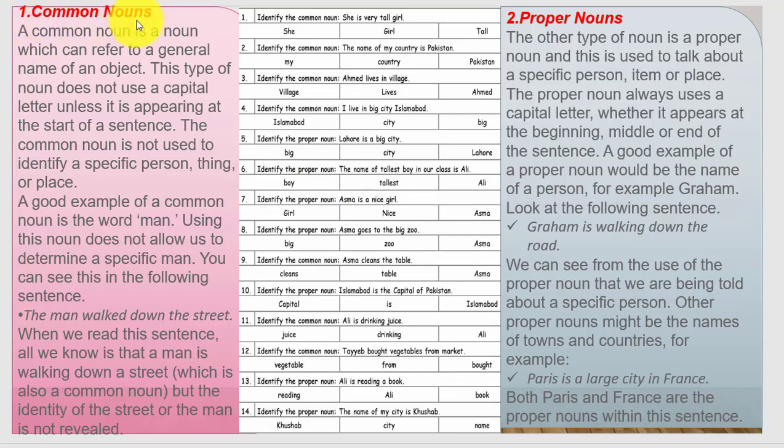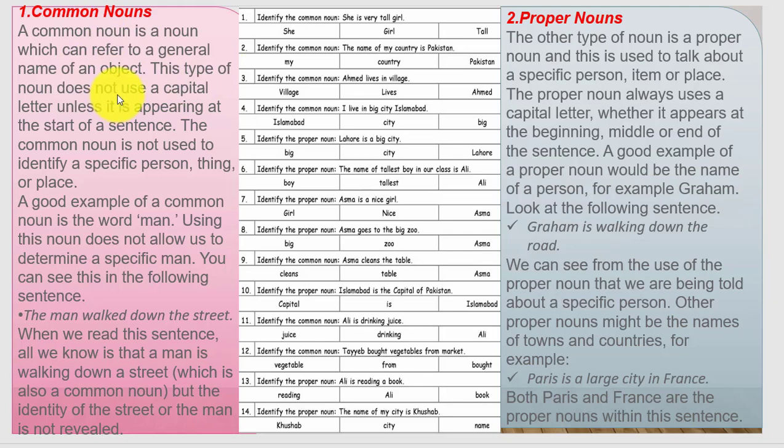You may have heard about common nouns, that they do not refer to anything particular. They do not name a particular thing, a specific thing. They refer to things in general. Let us see the definition which goes as under. A common noun is a noun which can refer to a general name of an object.